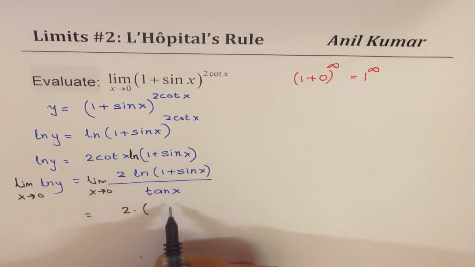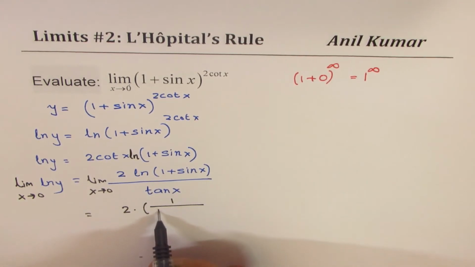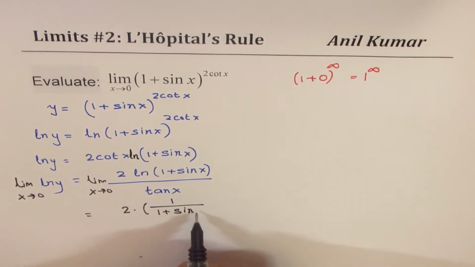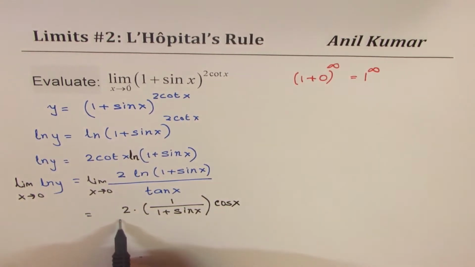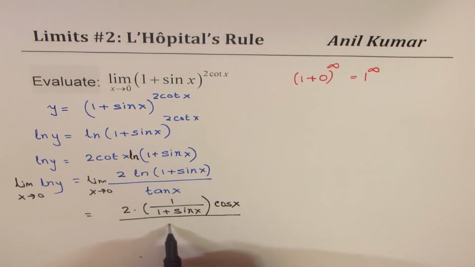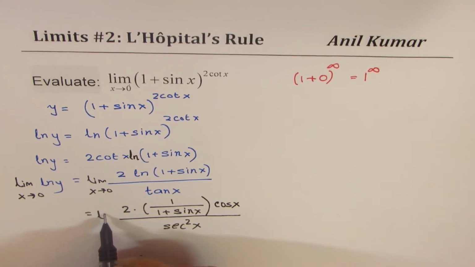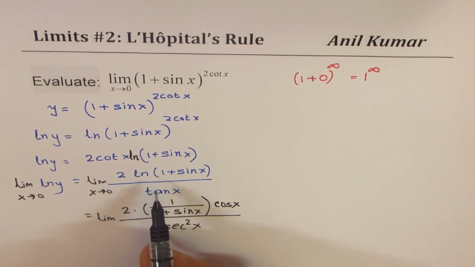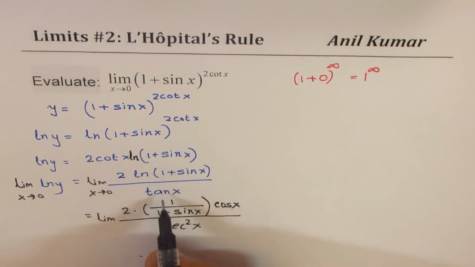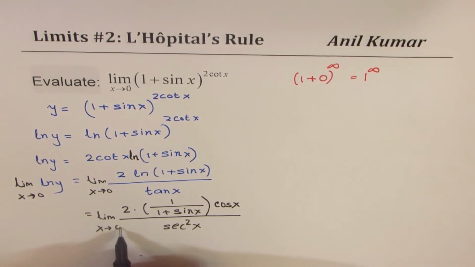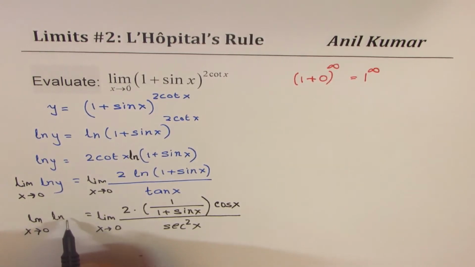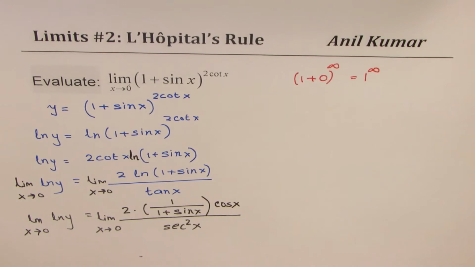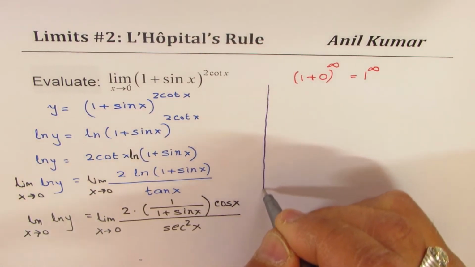Now ln of 1 plus sin x gives 1 over 1 plus sin x times its derivative, which is cos x, over the derivative of tan x, which is secant square x. That is what we get, and the limit of this function is also the limit of the derivative of the numerator and denominator. So that is L'Hopital's rule, correct? So we have the limit as x approaches 0 for ln y. Now we'll take it to the right side and simplify a bit.